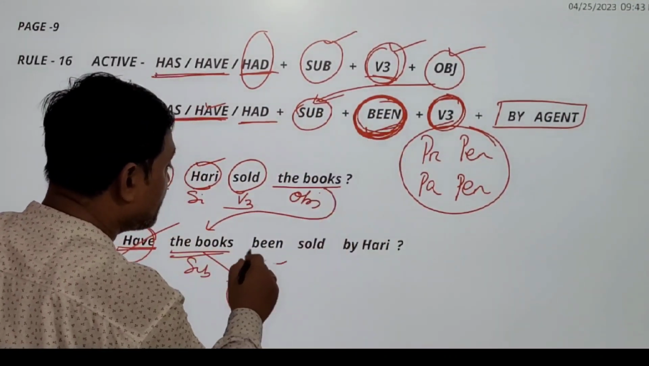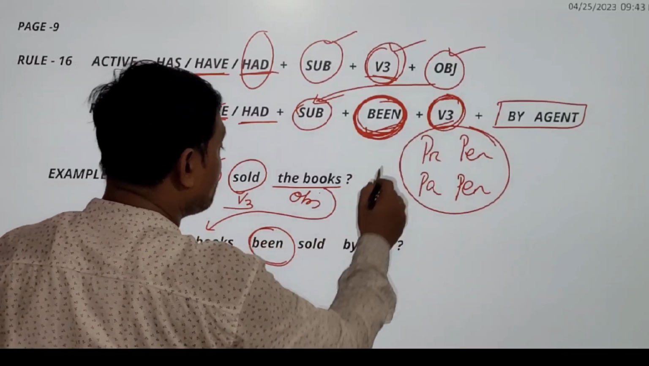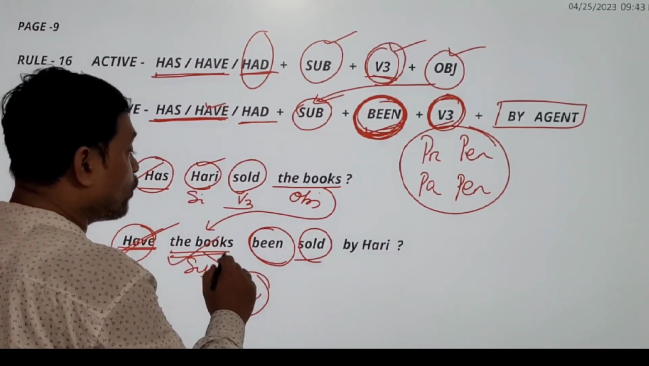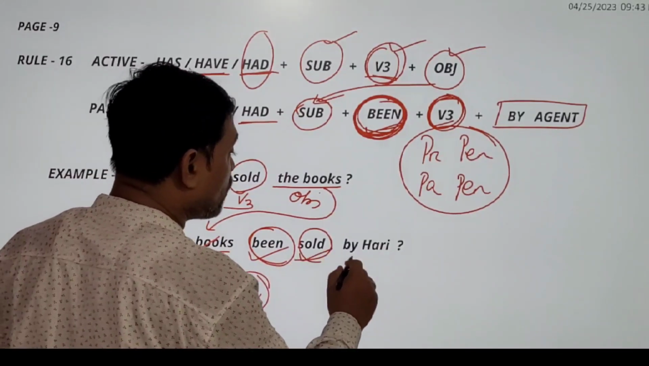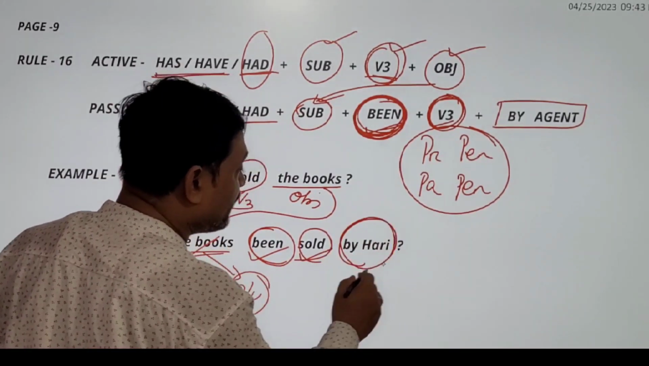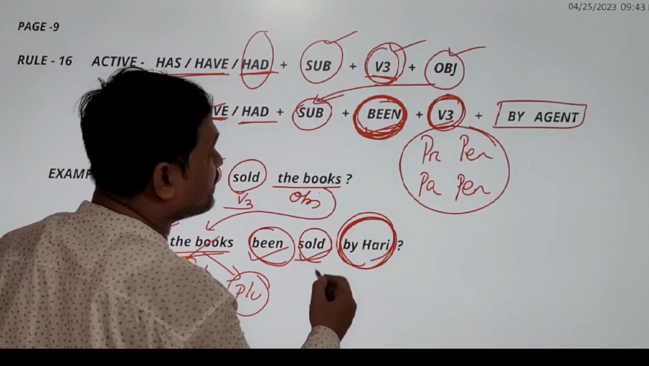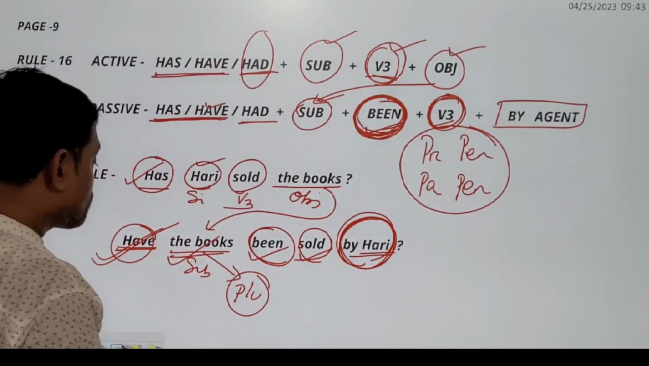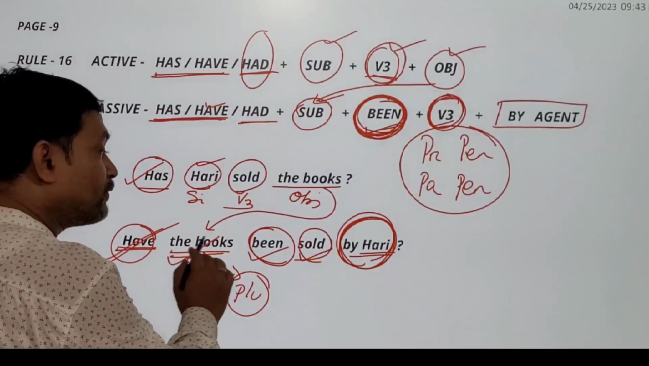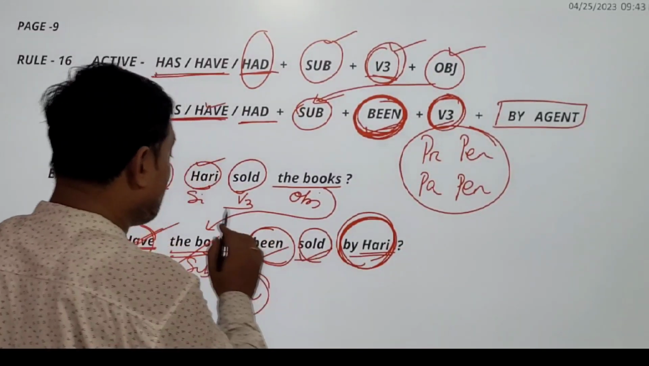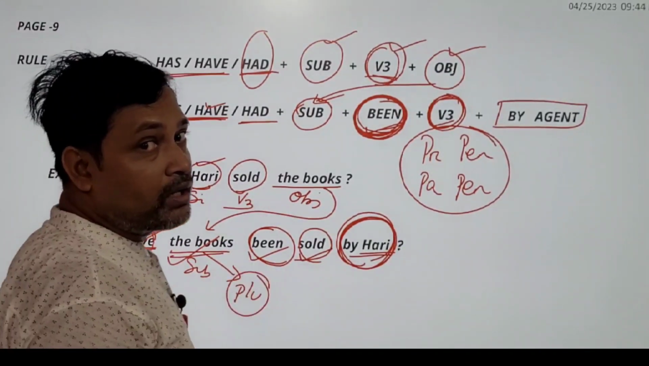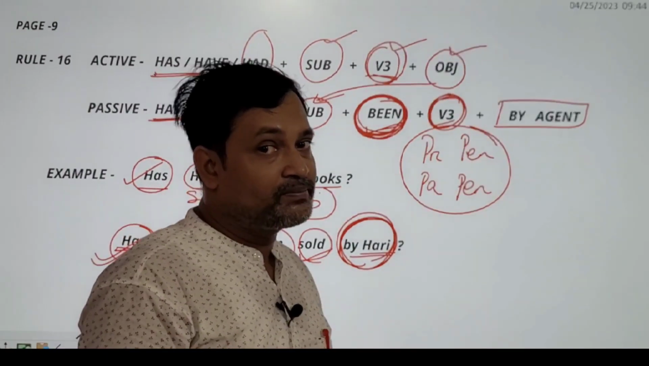Then been will be placed. Here you can find been. Then v3, sold. The answer will be: have the books been sold. Then by Hari, by doer, by agent. Who is the agent here? Hari is the agent. So answer will be: Have the books been sold by Hari? That is all about part 3 of voice tense.